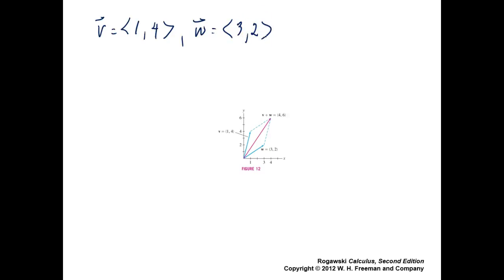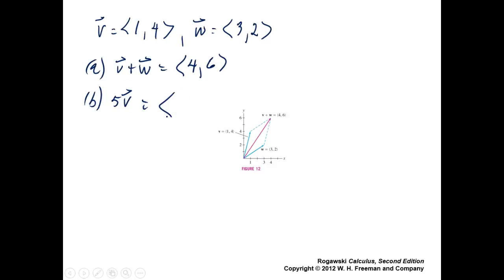We're asked to do several things. First, calculate V plus W. Pretty simple. What would that be? 4, 6. Everybody see that? It's just so easy to do it in components. The next part is come up with what 5V is. What would that be? 5, 20. Perfect. Just a piece of cake.